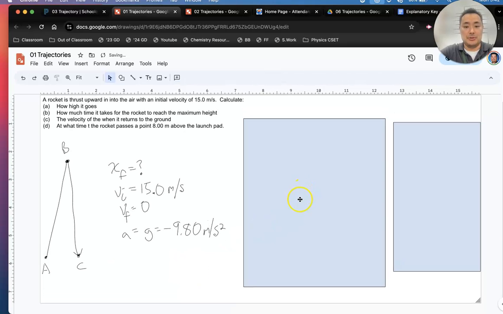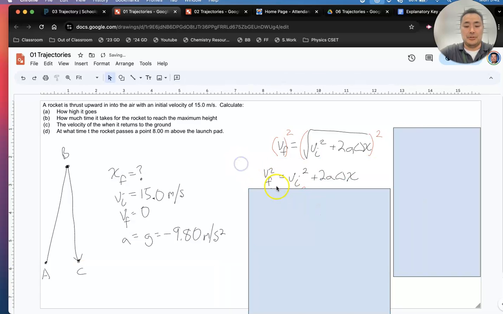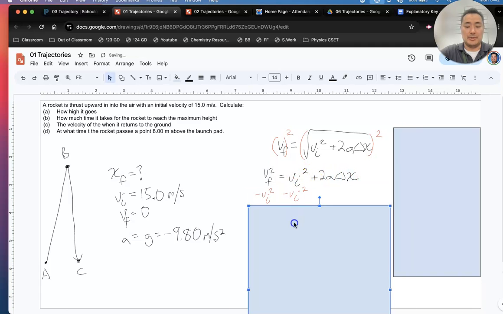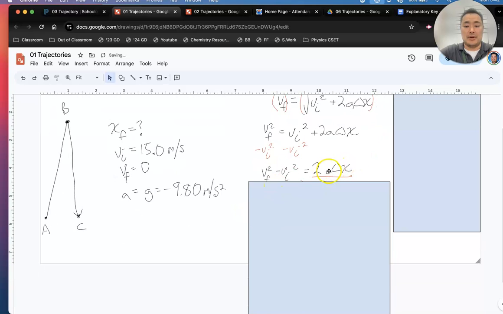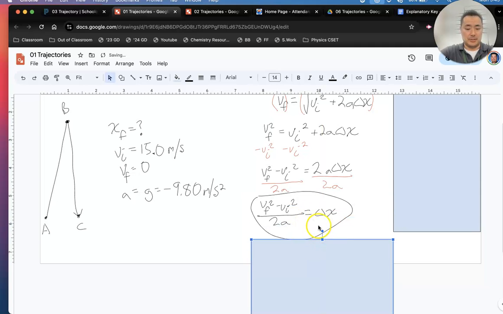The equation we're going to use is v sub f equals the square root of v sub i squared plus 2a delta x. Now if we're solving for delta x, which is the x sub f, we're going to square both sides to cancel out the square root. Then we need to isolate the x by subtracting v i squared from both sides. And then we need to divide both sides by 2a to get delta x by itself. And this is our final answer for the formula to use.